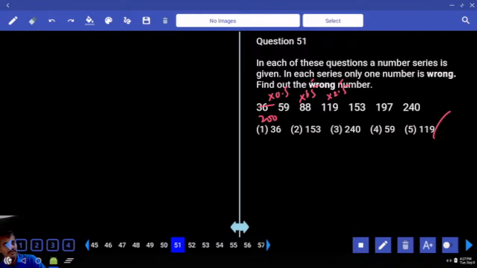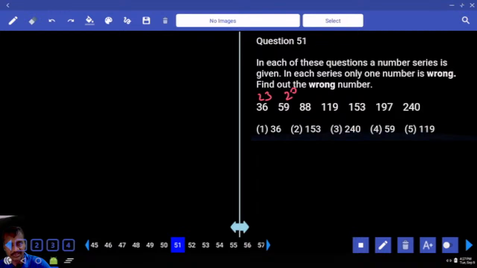Then 51. Now 51, 36, 59, 88. Check out the differences we have. As the numbers are increasing at a smaller rate, the difference is 23. The next difference, 59 and 88, is 29. 23, 29, next one 31, and the next difference 37. 153 is the wrong number. The differences between the numbers are prime numbers in increasing order starting with 23: 23, 29, 31, 37, 41, 43.